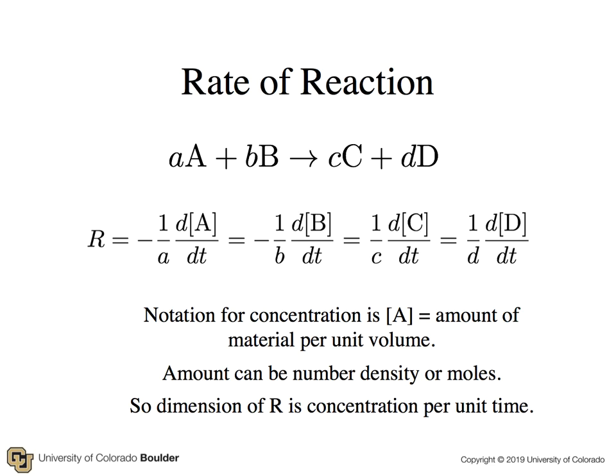And it turns out that the overall rate of reaction, which is a concentration per unit time, can be written in the following fashion. Clearly, if we write the overall rate of reaction as the rate of going from the left to the right, then A is decreased, B is decreased, C is increased, D is increased. So we have R is equal to minus 1 over a, d[A]/dt, or minus 1 over b, d[B]/dt, or plus 1 over c, d[C]/dt, or 1 over d, d[D]/dt.